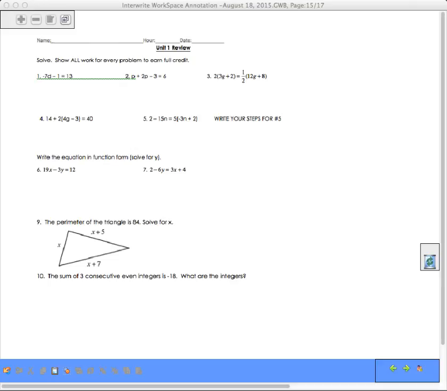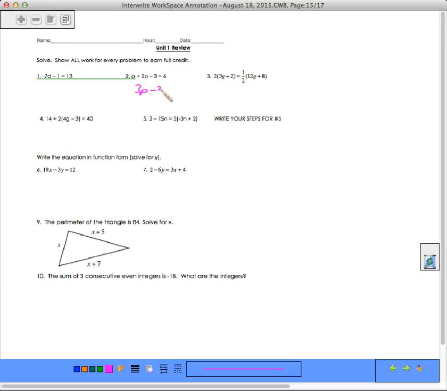Number 2 right here, I want to get p by itself. So first I have to start by combining like terms. I have p plus 2p. These are on the same side of the equation, so I just add them together. P plus 2p is 3p.